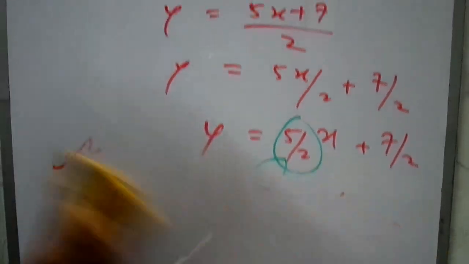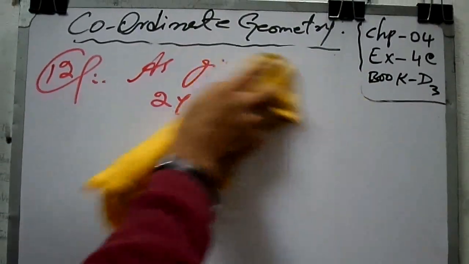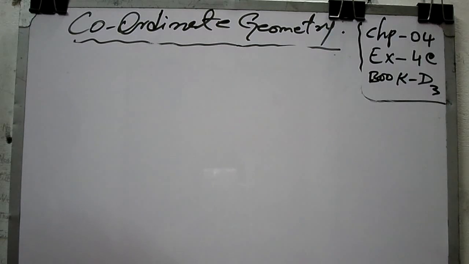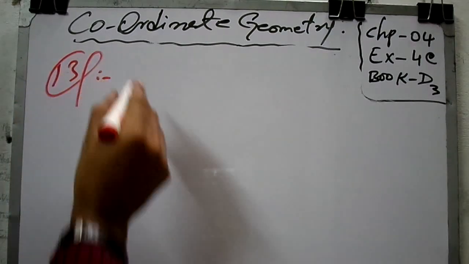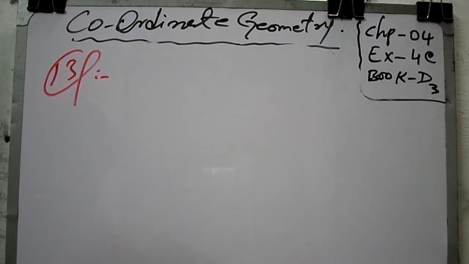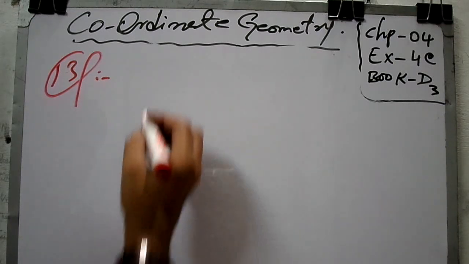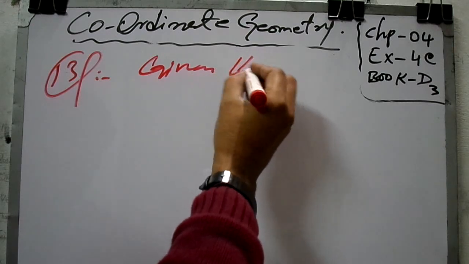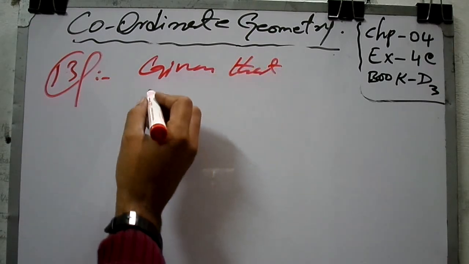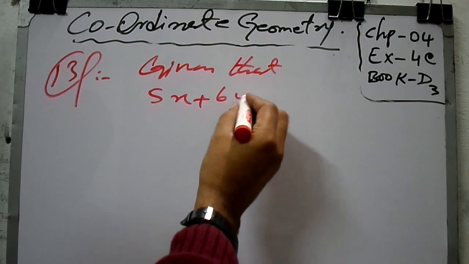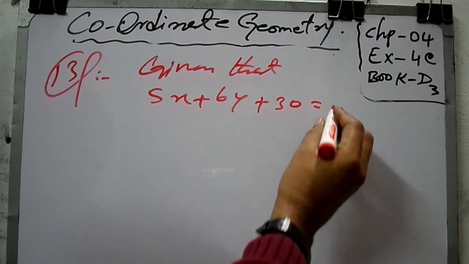Now coming to question number 13. The equation of the straight line is 5x plus 6y plus 30 is equal to 0, and k is the point 3 and minus 1. Find the coordinates of the point where the line crosses the x-axis. Okay, given that 5x plus 6y plus 30 is equal to 0.